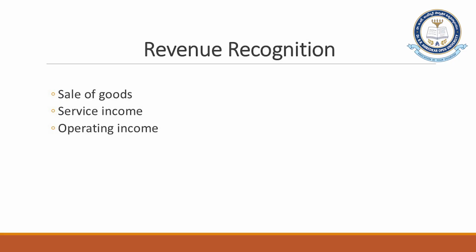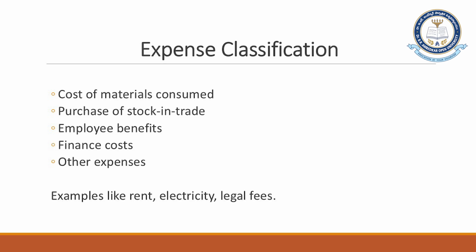Now let's understand these items here. Revenue recognition. Any revenue which we receive from sale of goods or income from service or any operating income will come under revenue. There are other incomes also, like sale of old newspapers or some other additional income from somewhere, like rent received, will also come under that.